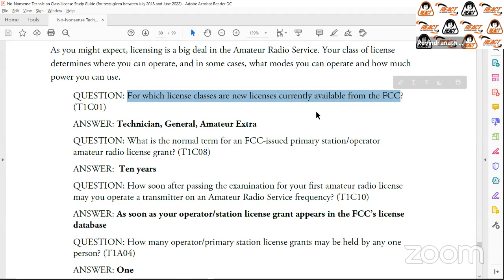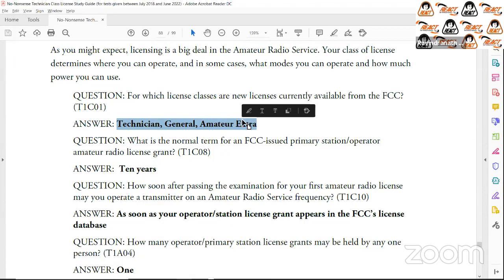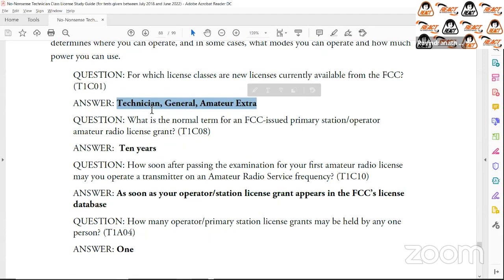Moving right along. For which license classes are new licenses currently available from the FCC? There are only 3 license classes that you can get now as an amateur: technician, general, and amateur extra. You will hear about other classes such as novice and advanced, but those are grandfathered classes in the US. You cannot get them anymore. So these are the 3 that you need to learn for your exam: technician, which is what we are doing right now, general, and amateur extra.